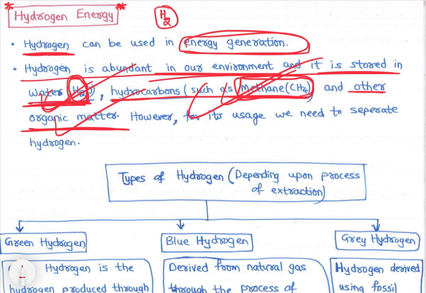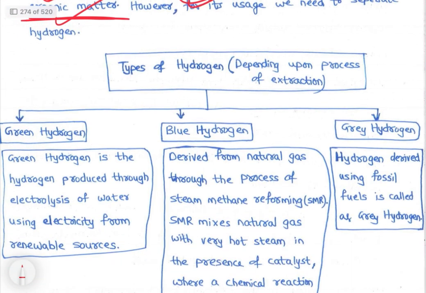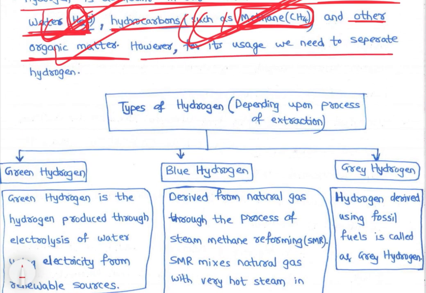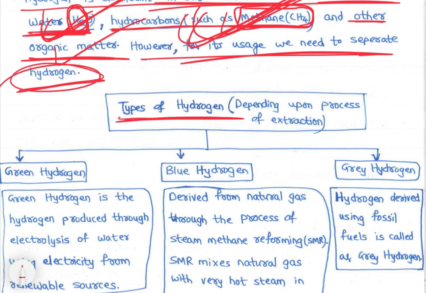कभी कुछ और के फॉर्म में. So for that, hydrogen को एनर्जी यूज करना है, first we need to get hydrogen from these elements. इनसे पहले हाइड्रोजन को सेपरेट करना है, फिर उस हाइड्रोजन को यूज करेंगे, right, as an energy? However, for its usage we need separate hydrogen है, उसको कैसे लाएंगे, that we see. Types of hydrogen depending upon the process of extraction.